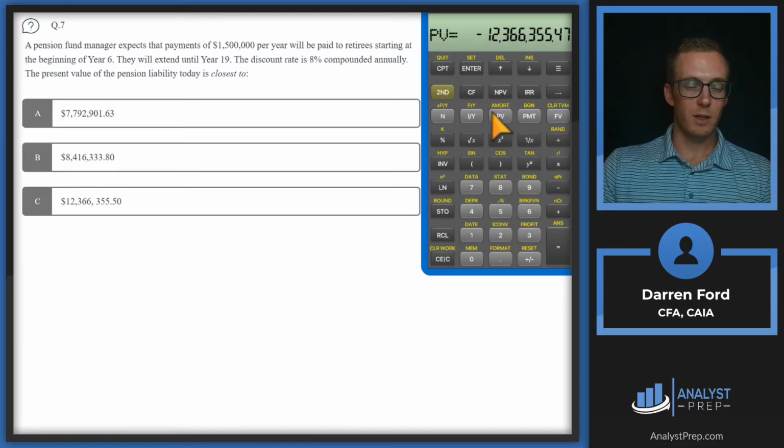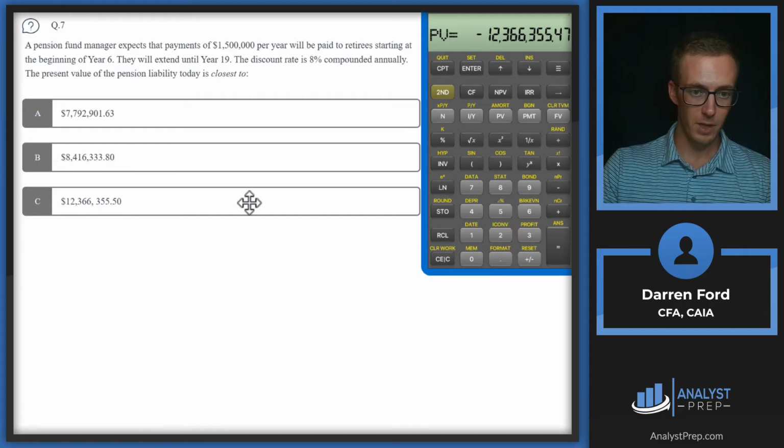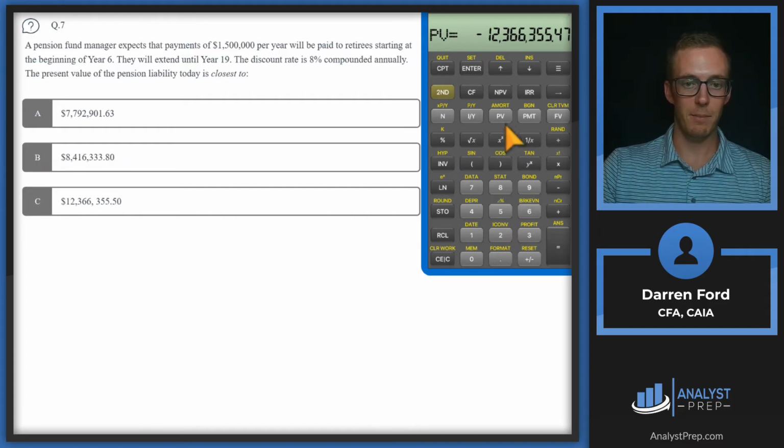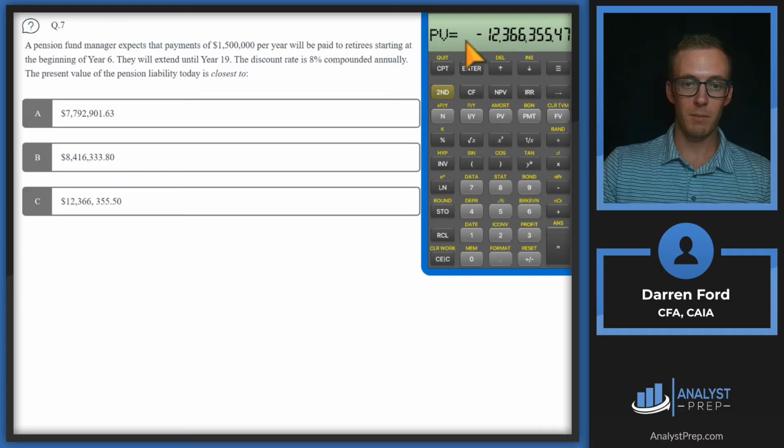So this is where things get a little tricky because you see that it's the exact answer that comes up here, so we might see that and just think, oh, we can pick that answer. But we need to take the next step and discount this back to the present value today. So for part 2, we're going to be computing present value again, but we're going to use this 12 million number as our future value to discount that back to the present value.